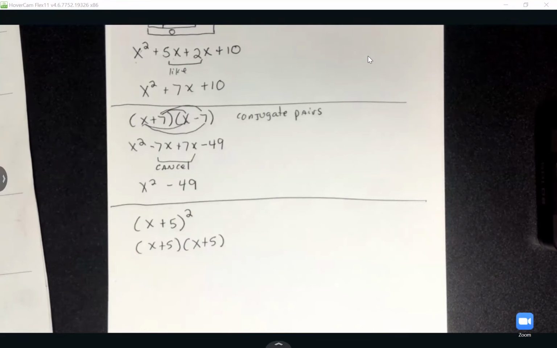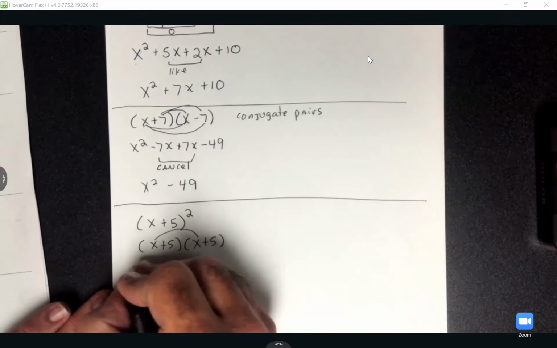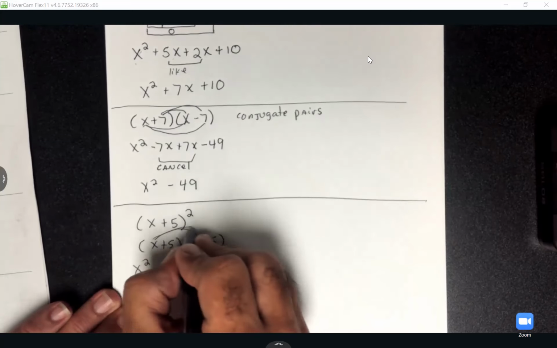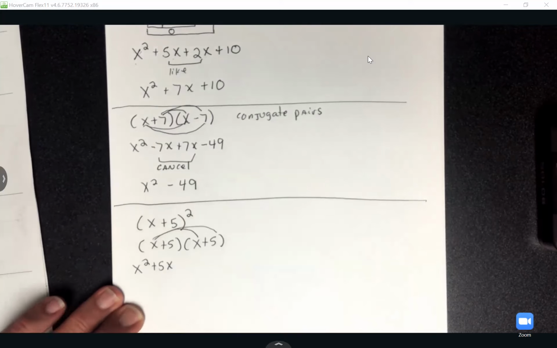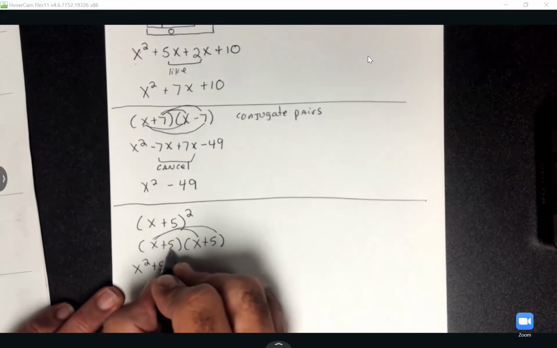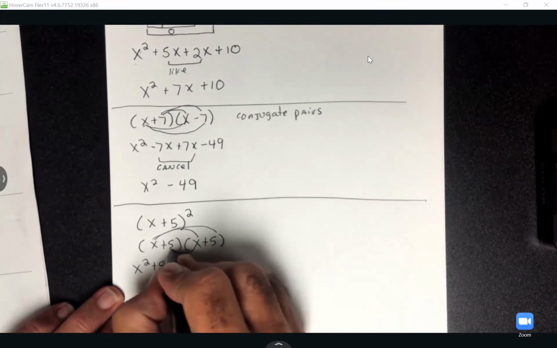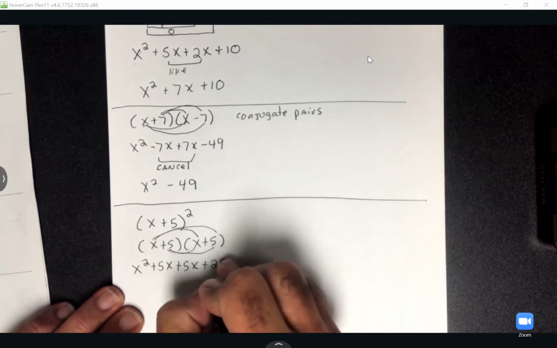All right, now McKenna, we got it rolled: x plus 5, x plus 5. We're going to FOIL it. So here we go. X times x is an x squared. X times the 5 is a 5x. In the middle, 5 times x is 5x. And then the last one, 5 times 5 is 25.